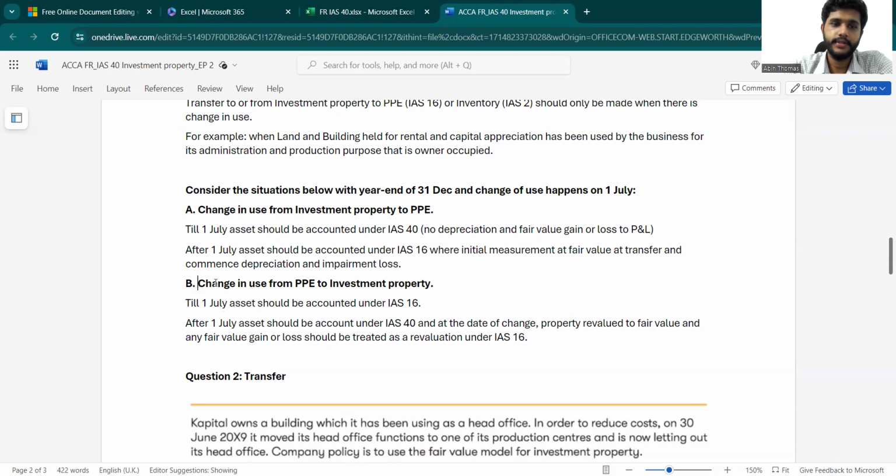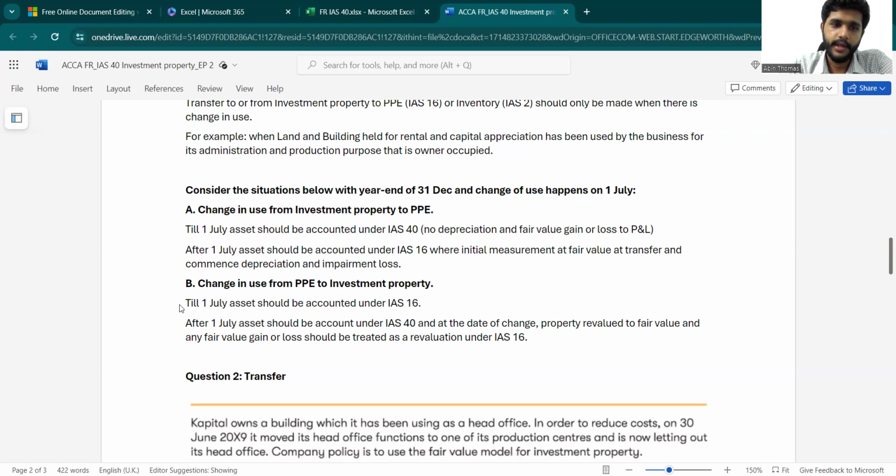The second scenario is when there is a change in use from PPE to investment property. See the example I gave before, the 5-year case. Let's interchange the situation. They have used the land for their administrative purpose for 5 years, and after 5 years they don't have any administrative purpose. There is nothing happening on that land or property. They will change it to IAS 40 because the purpose changed. The accounting treatment will change after the 5th year.